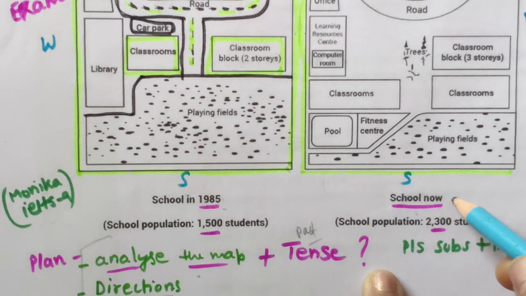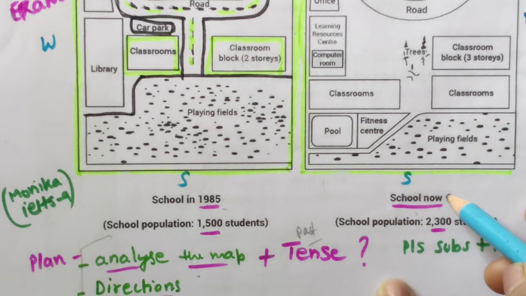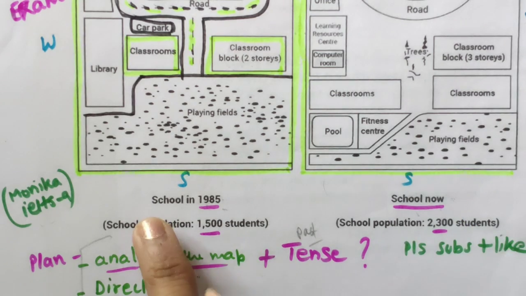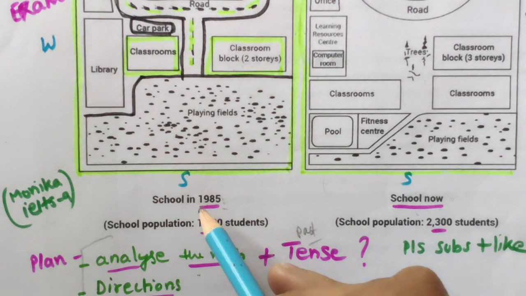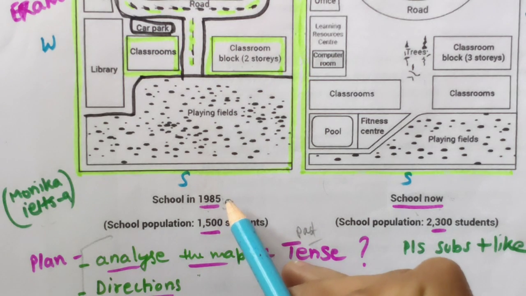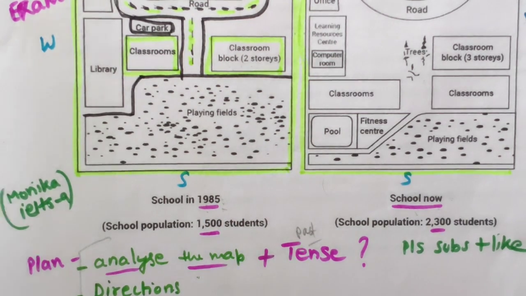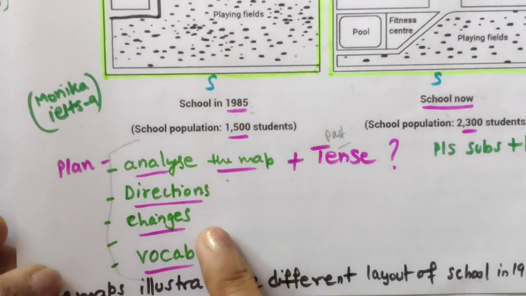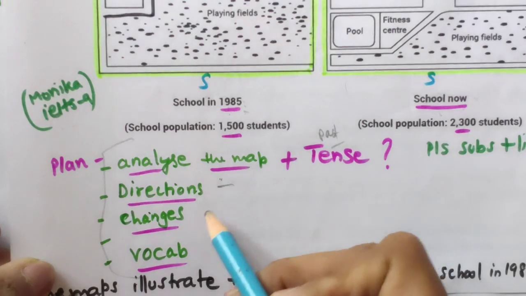Present tense means you will use simple present tense, and there will be more usage of present perfect tense, as well as present perfect continuous tense. And for the past, you will use simple past tense as well as past perfect tense. Directional words I have told you, and vocabulary we will cover, and we have also noticed the changes, so we have done our homework.